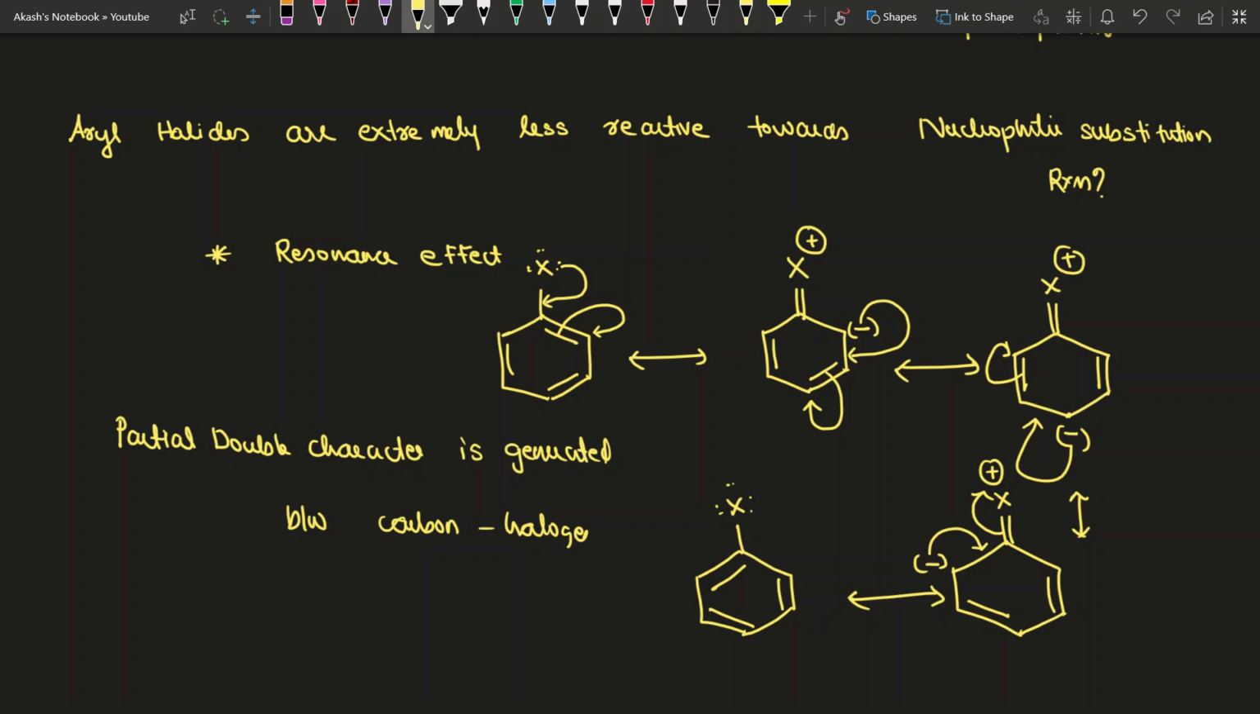I repeat. Due to resonance, a partial double bond character is generated between carbon and the halogen. In order for a nucleophile to substitute, we need to break the bond between carbon and the halogen. Since a partial double bond character is generated, it is very difficult to break the bond between the carbon and the halogen. That is why the haloarenes are less reactive towards the nucleophilic substitution reaction.